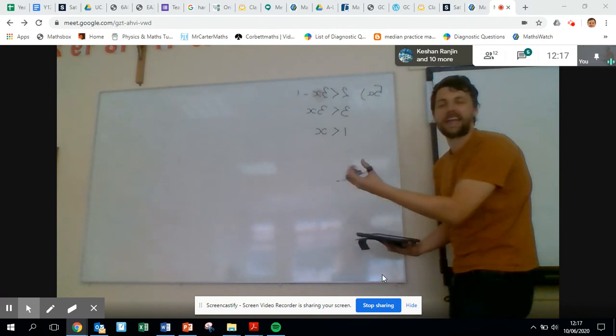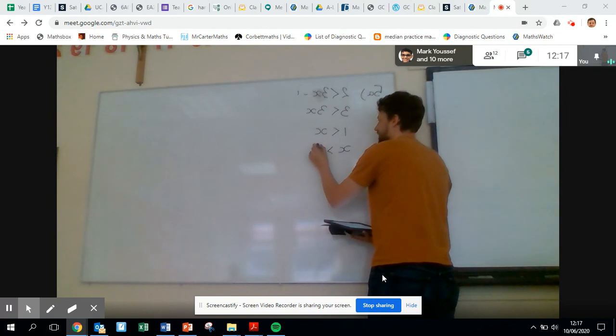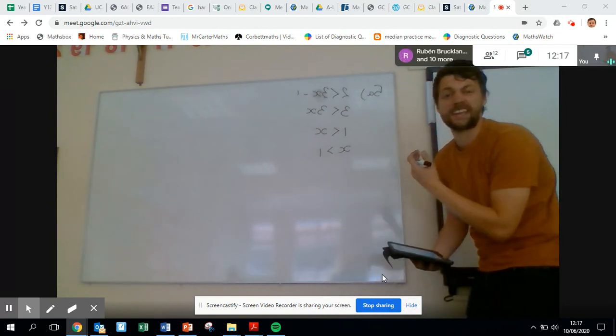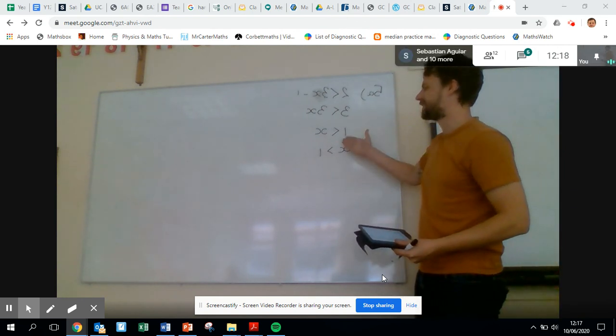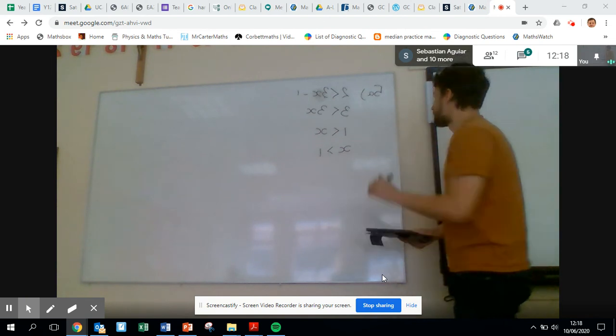However, I always like having my subject on the left. So I'm going to make that x is greater than 1. So these two things are identical. They mean the same thing. I just like having my x on the left. So it makes more sense to me that x is greater than 1 rather than 1 is less than x. Your choice.